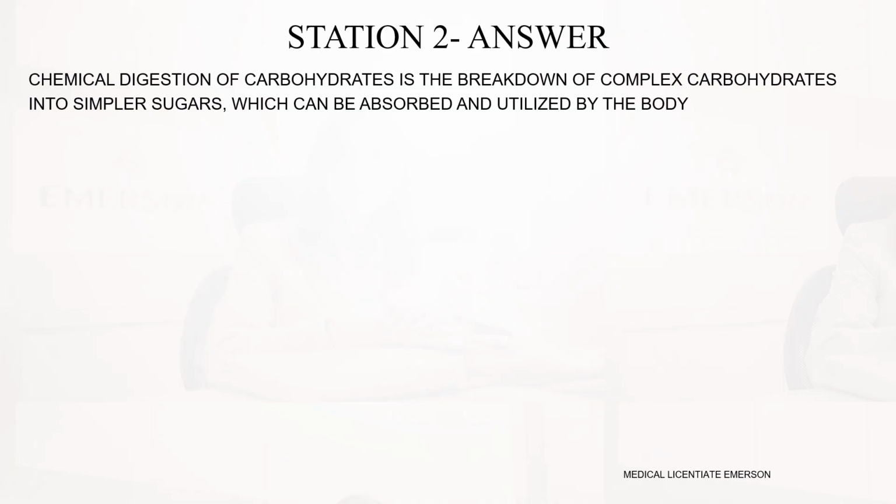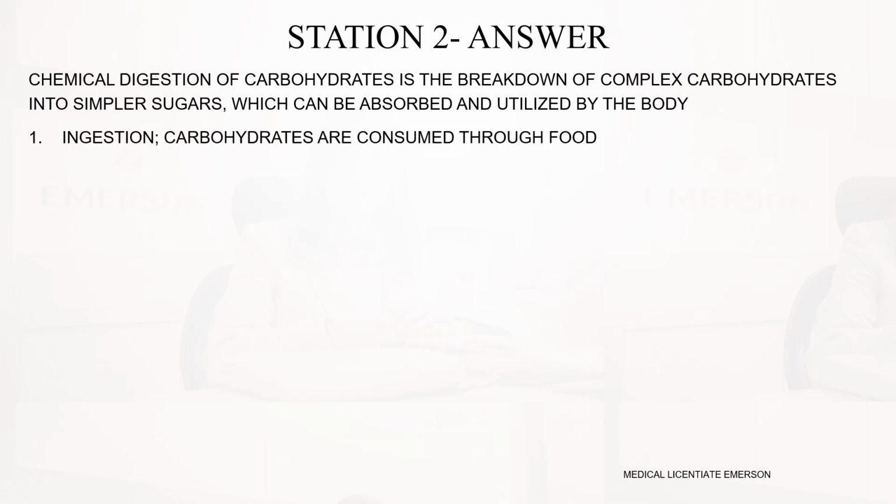Okay, so here comes the answer. Chemical digestion of carbohydrates is, of course, the breakdown of complex carbohydrates into simpler sugars, which can be absorbed and utilized by the body. The number one process under chemical digestion.